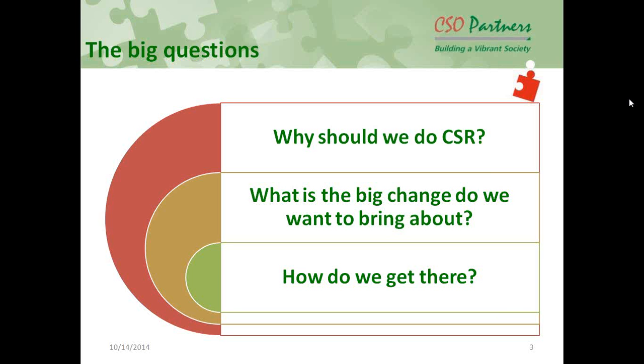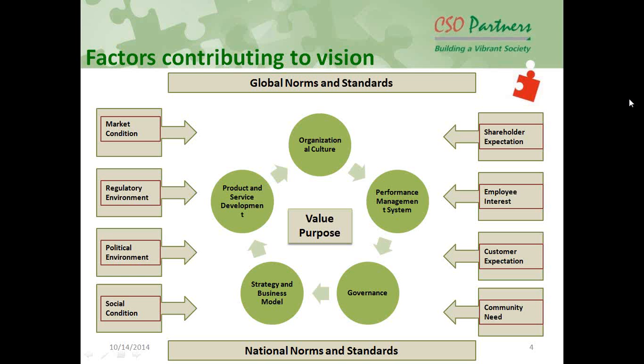Many of these conditions you cannot influence directly, but on your right hand side there are some connected factors which are shareholders expectations, employee interest, customer expectation, community need expectation. Those are the factors what you can influence. You can directly engage with these factors, and then you will have to take care of the global norms and the national norm, and then all the internal factors. We talked about the organizational culture, performance management system, governance, strategy, business model, product and service development, and especially at the core it would be around the value or the purpose of the business.